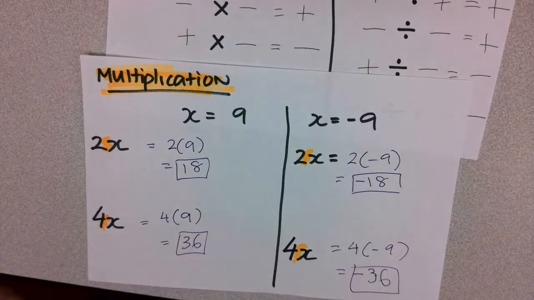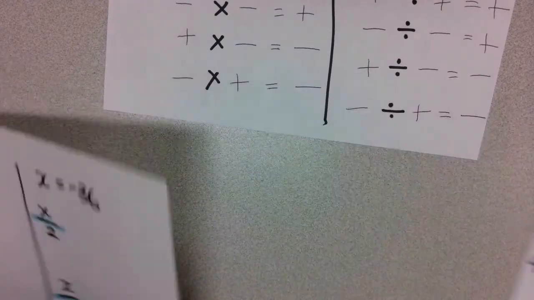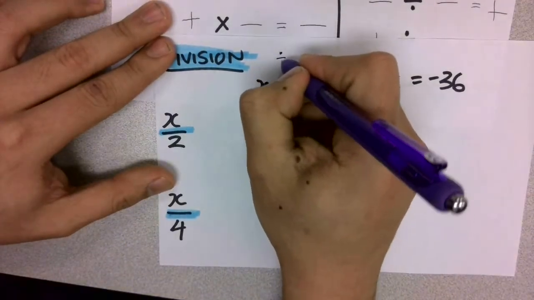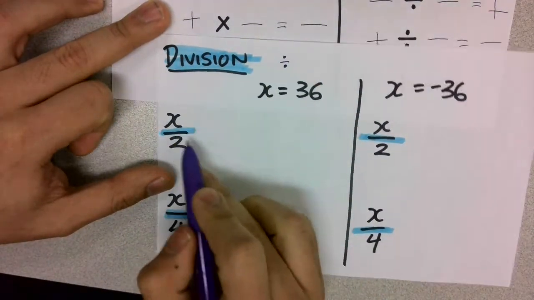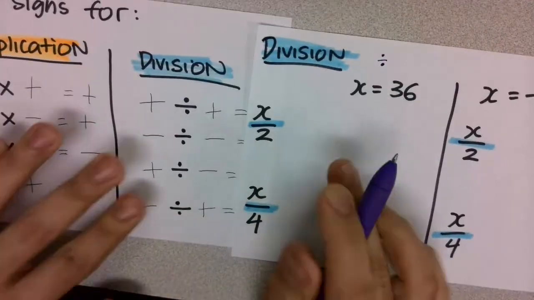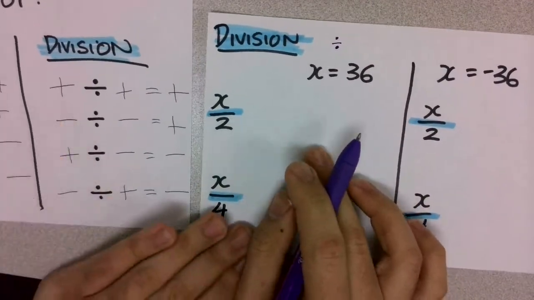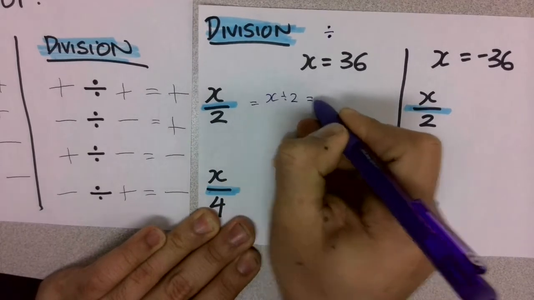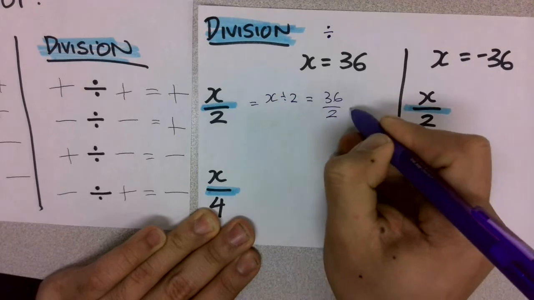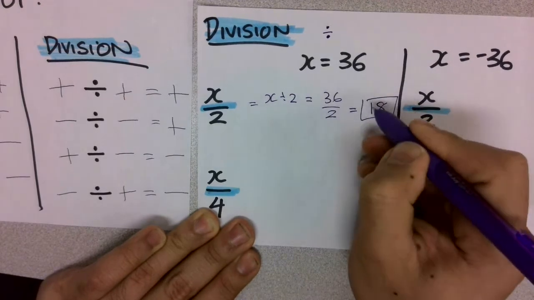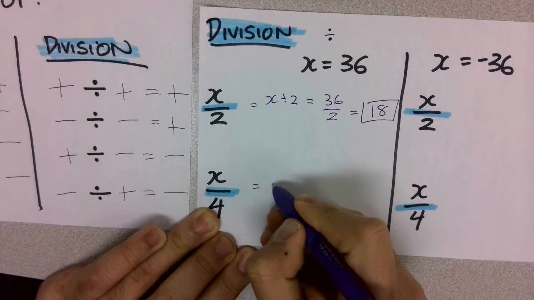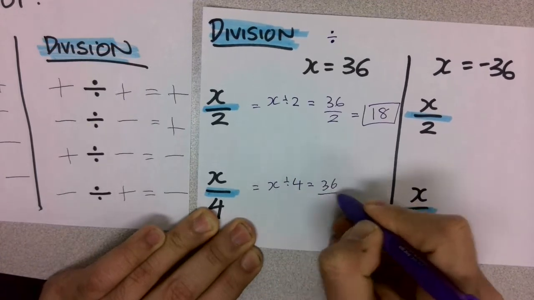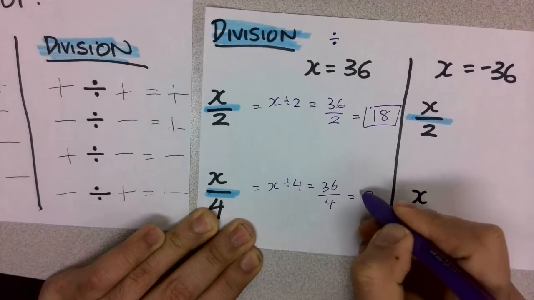All right, so that's it for multiplication. Now let's move on to division. I know we are very used to seeing this, but sometimes they like to put it as a fraction. So I'll just put the signs here so you could see it. Now x over 2 is the same thing as x divided by 2, which is 36 divided by 2, and your answer should be 18. This one, x over 4 is the same thing as x divided by 4, which is 36 divided by 4, and that would be 9.